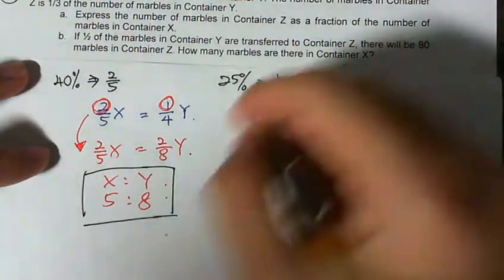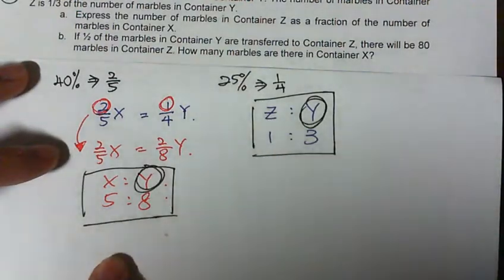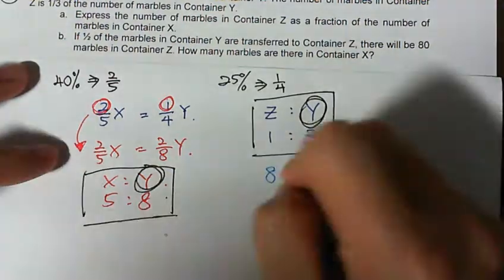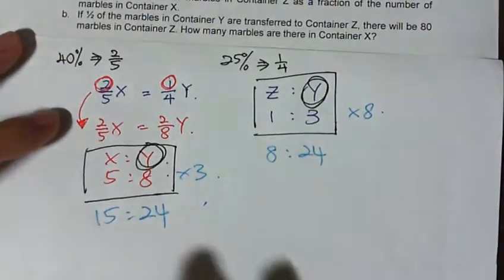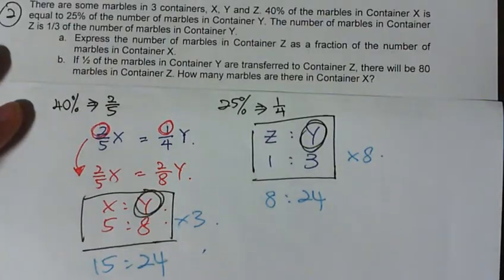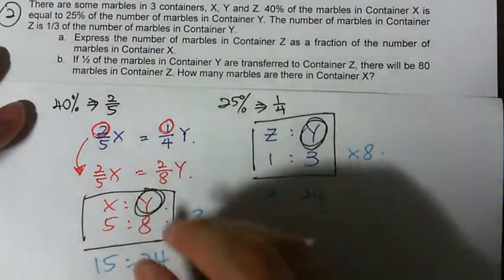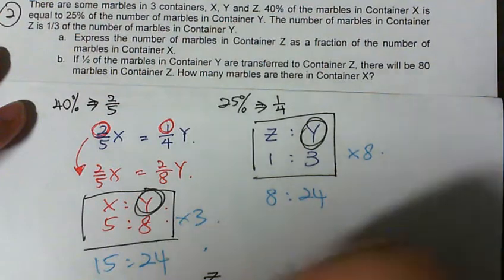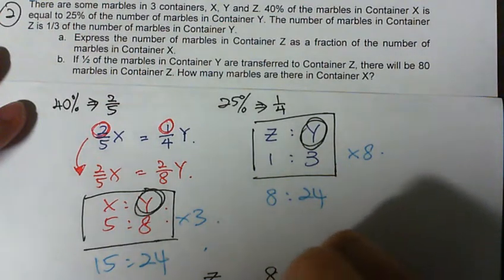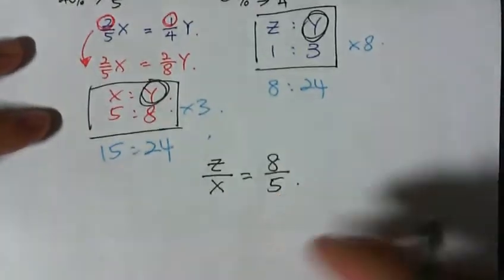Now, I have my two sets of ratio, and from there, I can make Y the same, because these two are what is common here. So this one times 8, this one times 3. I have 8:24 times 3. I have 15:24. Okay, so once I have my ratio in, the whole question becomes much easier. Express the number of marbles in Z as a fraction of the marbles in X. So Z over X equals, Z is 8, X is 5. So the fraction is 8/5, and that is my answer.